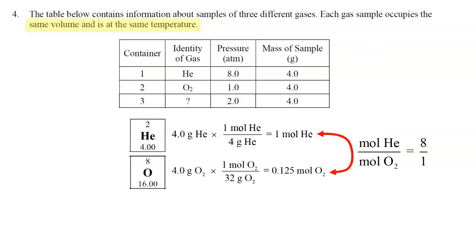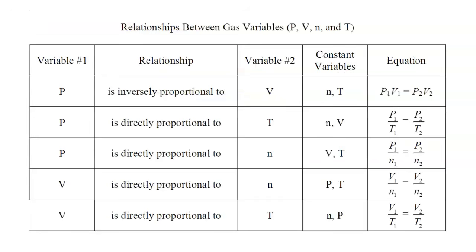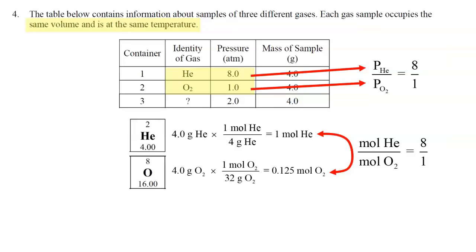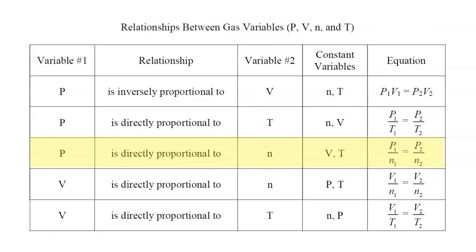Now take a closer look at the pressure values from the information in the data table. The ratio of pressure of helium to pressure of oxygen is also in an 8-to-1 ratio. So what this illustrates are important relationships between gas variables. So the conditions in this problem are same volume and same temperature. So when you have constant volume and temperature, then the pressure is directly proportional to the number of moles. So that means if I have 8 times as much in terms of moles, then the pressure will be 8 times as much as well.